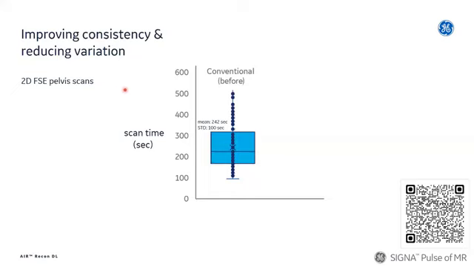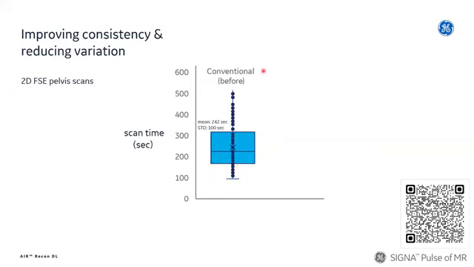Maybe I had several hundreds of them, but if I were to create a histogram of all of the scan times of all of these hundreds of images with conventional reconstruction, I had a mean distribution of about 242 seconds. So that's maybe 4 minutes of an average scan time, with a standard deviation of about 100 seconds.